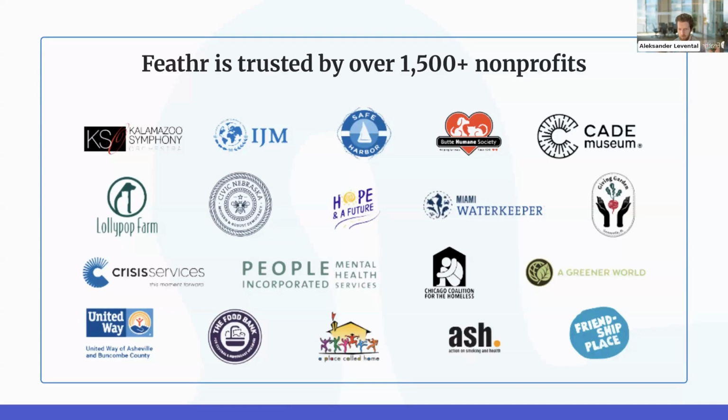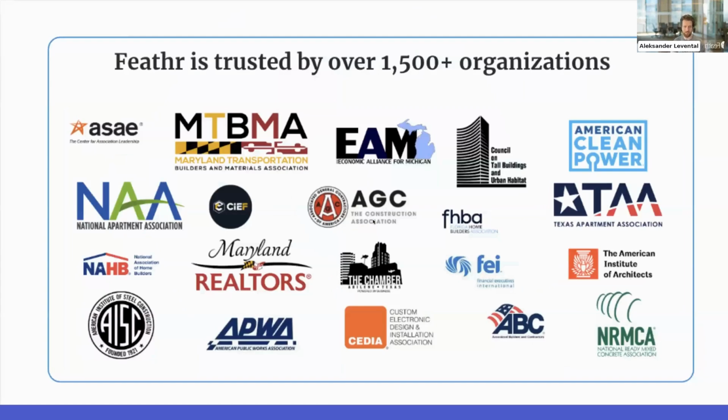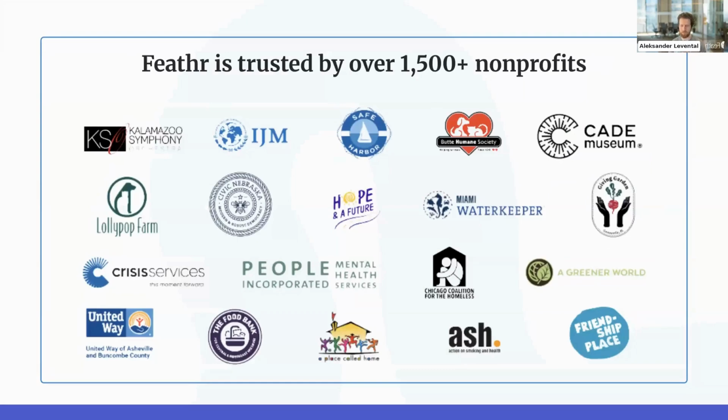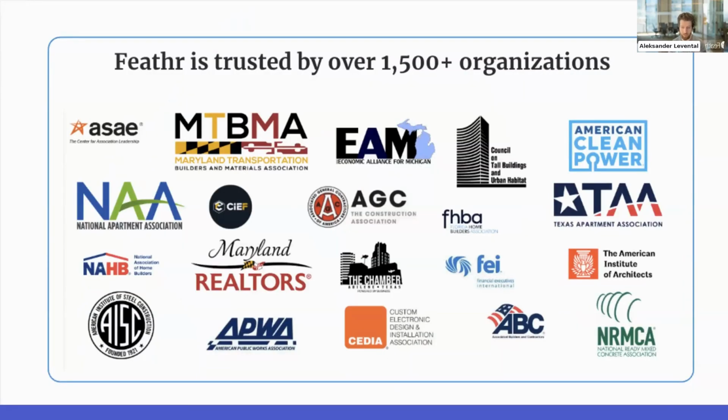We've worked with, this number is probably old, I've seen this number for well over a year, so let's say over 1,500 nonprofits to help them with their marketing, their communications, their outreach, how they acquire donors, how they acquire members, a lot of stuff. And you can see the incredible mix of charitable organizations on this slide, and then trade associations on this side. The topic that we're going to talk about today, the launch of Feathr Intelligence and the features therein, apply uniformly to both charitable organizations and trade associations.